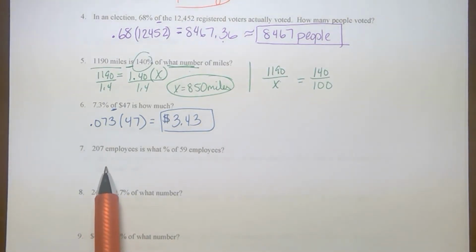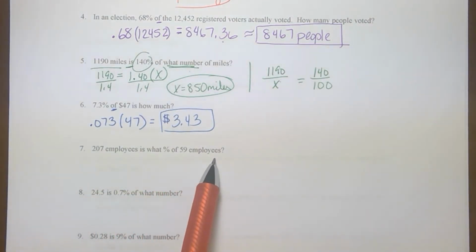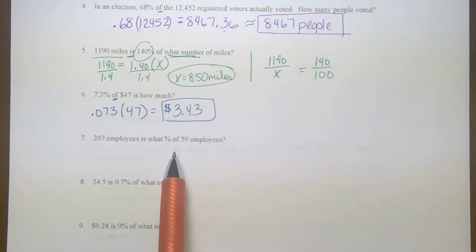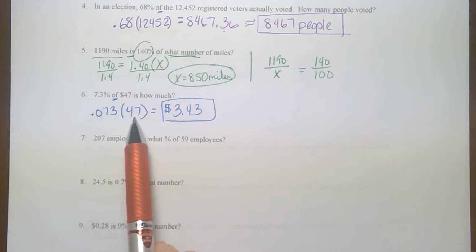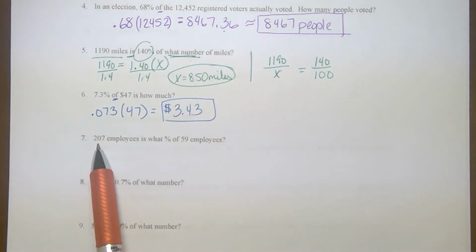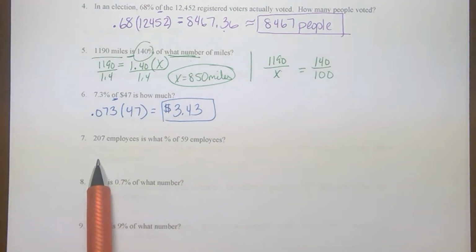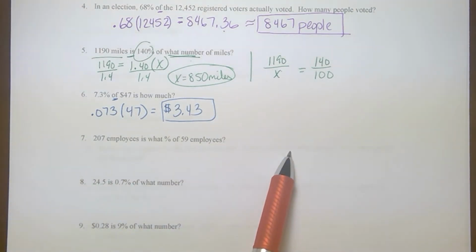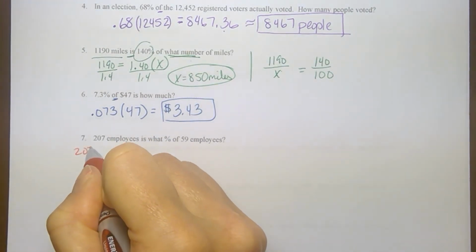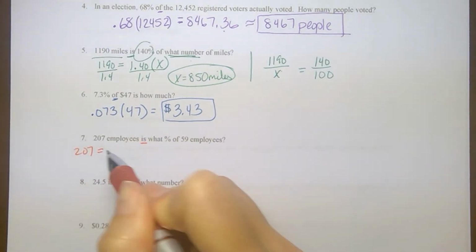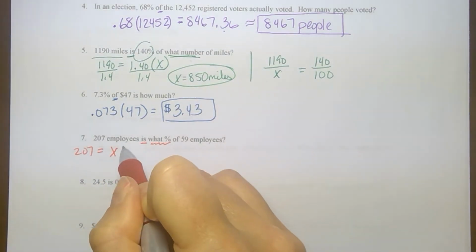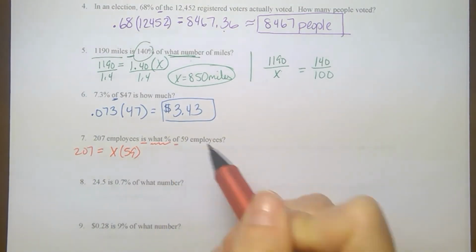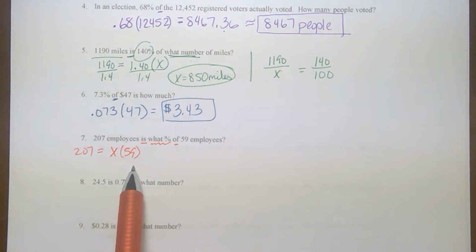Next, I have 207 employees is what percent of 59 employees? Well, what percent of 59? We're starting with 59, we end up with 207, so we expect much more than 100%. I'm going to set it up both ways. I'm going to set it up as an equation and then as a proportion. 207 employees is a keyword that means equal. What percent? That's what I don't know. That's x times 59, because "of" means to multiply. That's my equation I would solve.